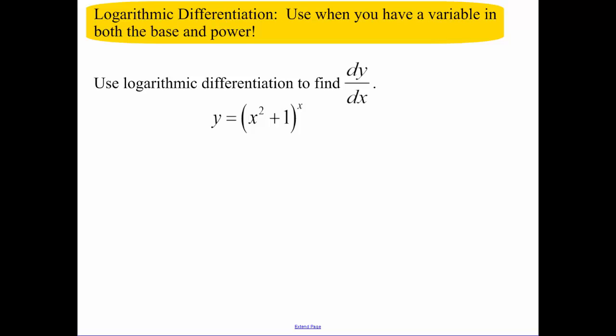Logarithmic differentiation. Logarithmic differentiation happens when we have a variable in the base and in the exponent. So we can't just take the derivative like we're used to. What we first have to do is take the ln of both sides. So when I take the ln of both sides, I have the ln of y. And now because I've taken the ln and I have a power, I can bring down the exponent.